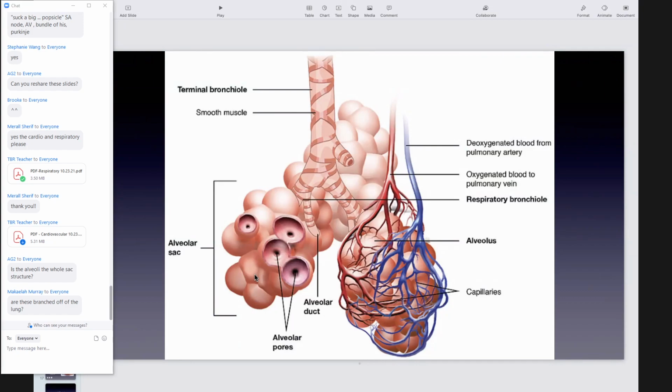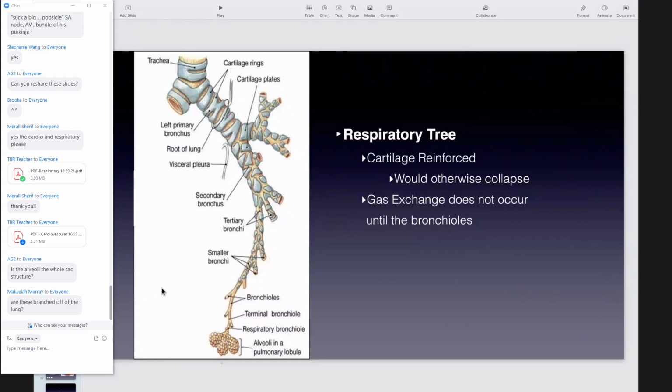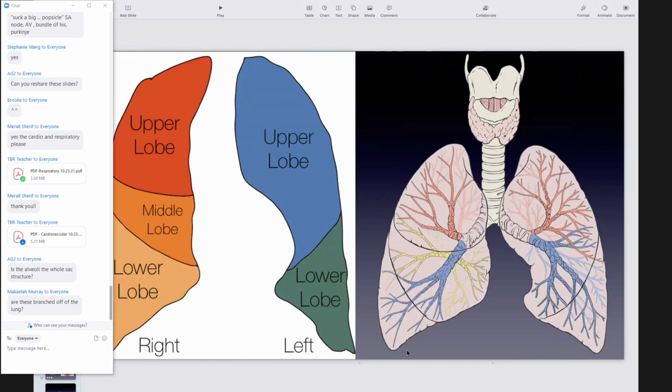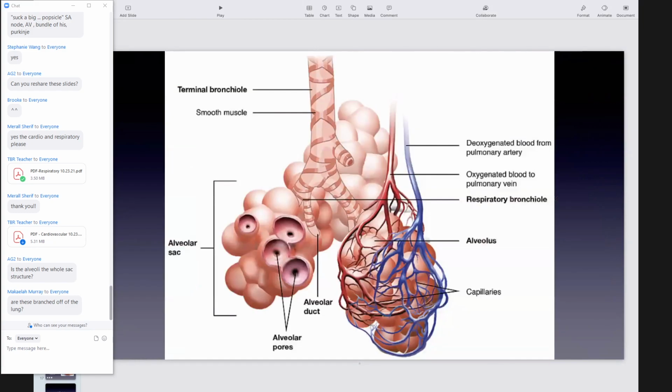Are these branched off the lung? So if we go back and look at this respiratory tree, all the alveoli are really at the very end of these small airways. They're just not shown here. Alveoli are too small to be seen with the naked eye. They're very, very small, but there are so many. And they exist at the very end of these respiratory trees. That is the general structure of the airways.